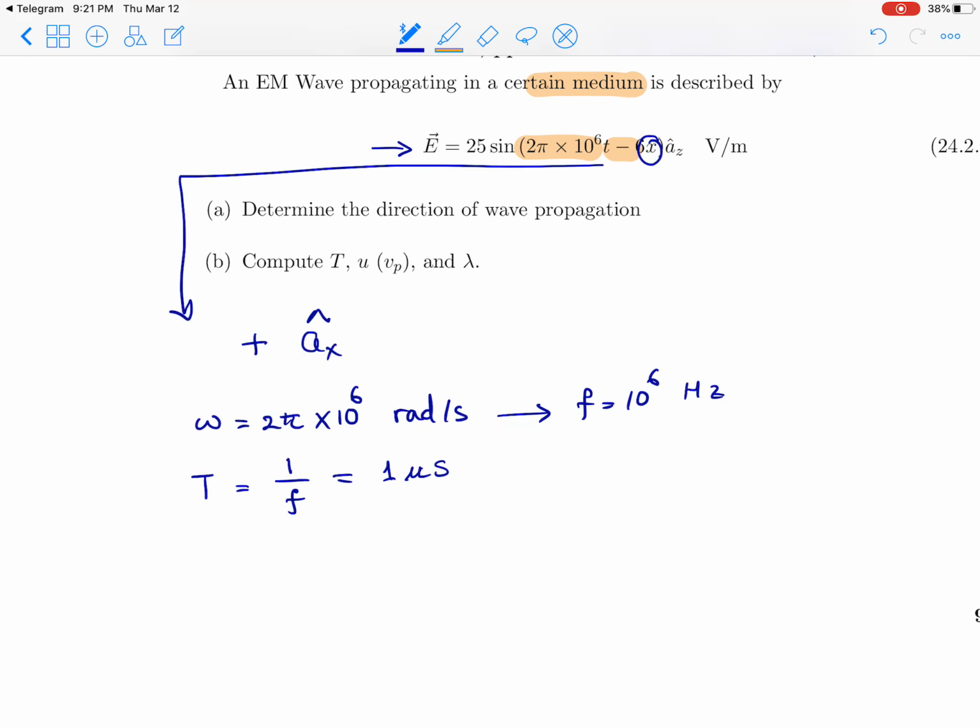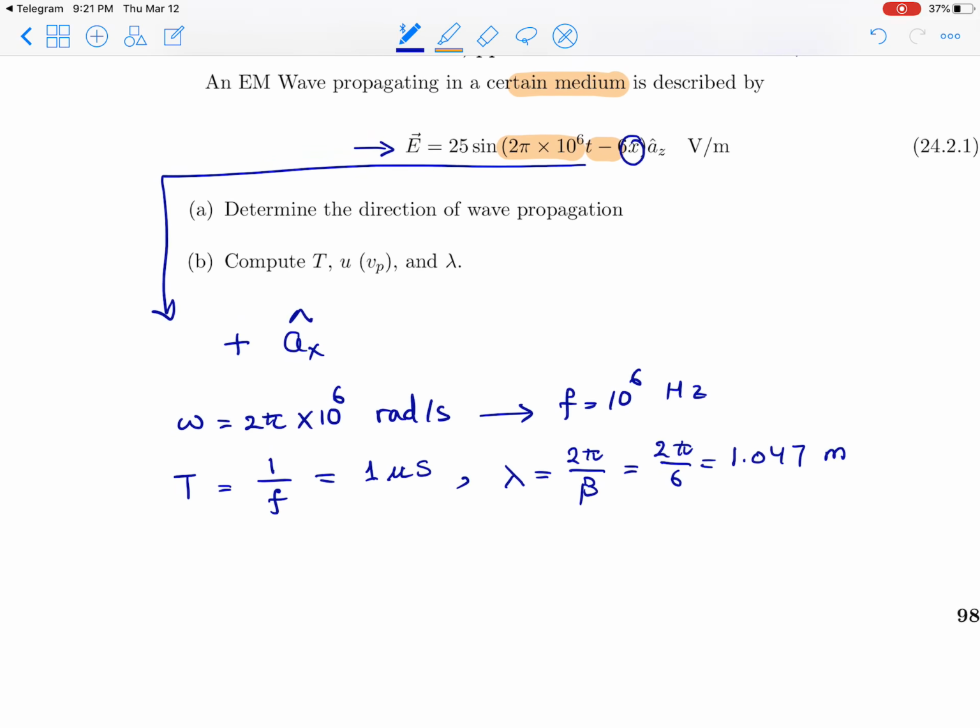The next one is the phase velocity and the wavelength. Let's start with the wavelength first. The wavelength is given by 2 pi divided by beta. We know beta here. Beta is 6. Then 2 pi divided by 6 is 1.05 meter.